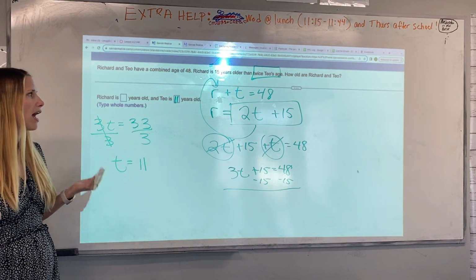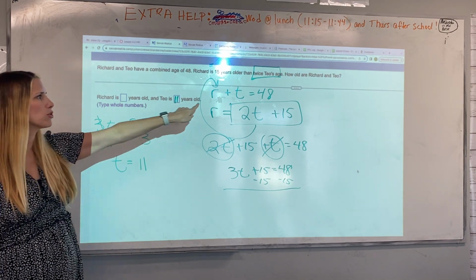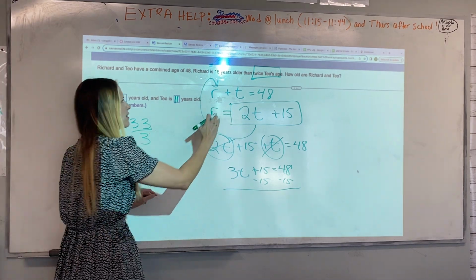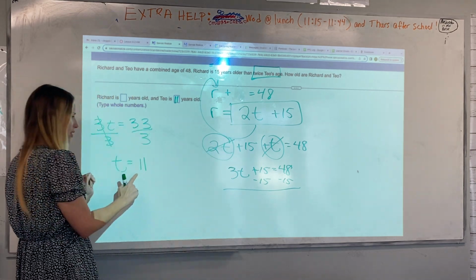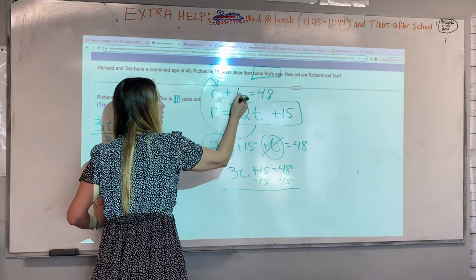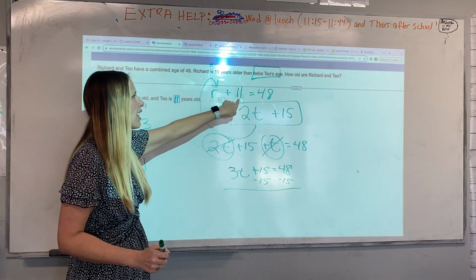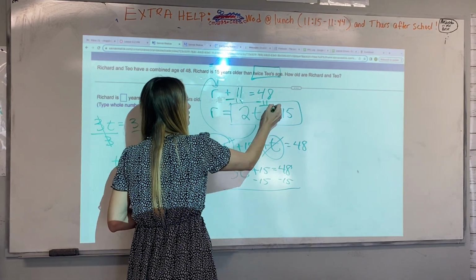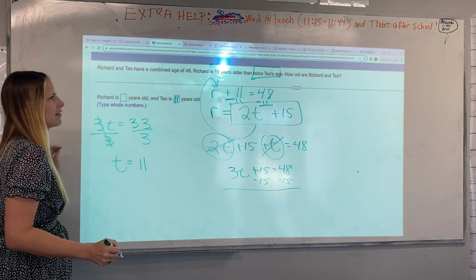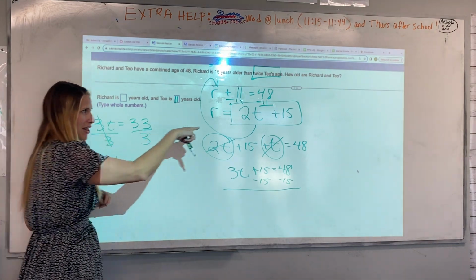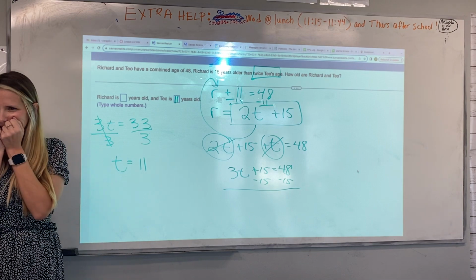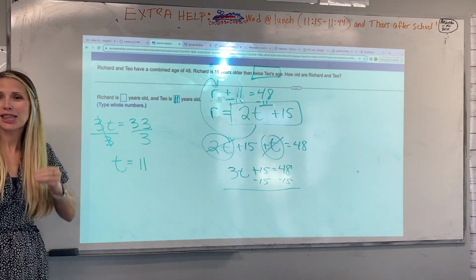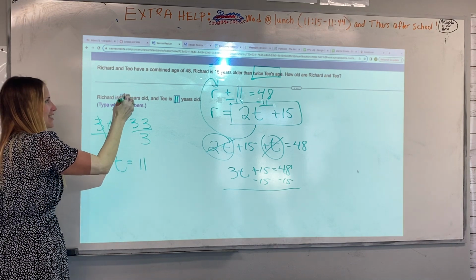Now we have to figure out how old Richard is. Let's use the really simple equation. If Teo is 11, I'm going to substitute the value 11 for Teo. And what number plus 11 is 48? Just subtract 11 from both sides, and you get 37. What's 48 minus 11? 37.